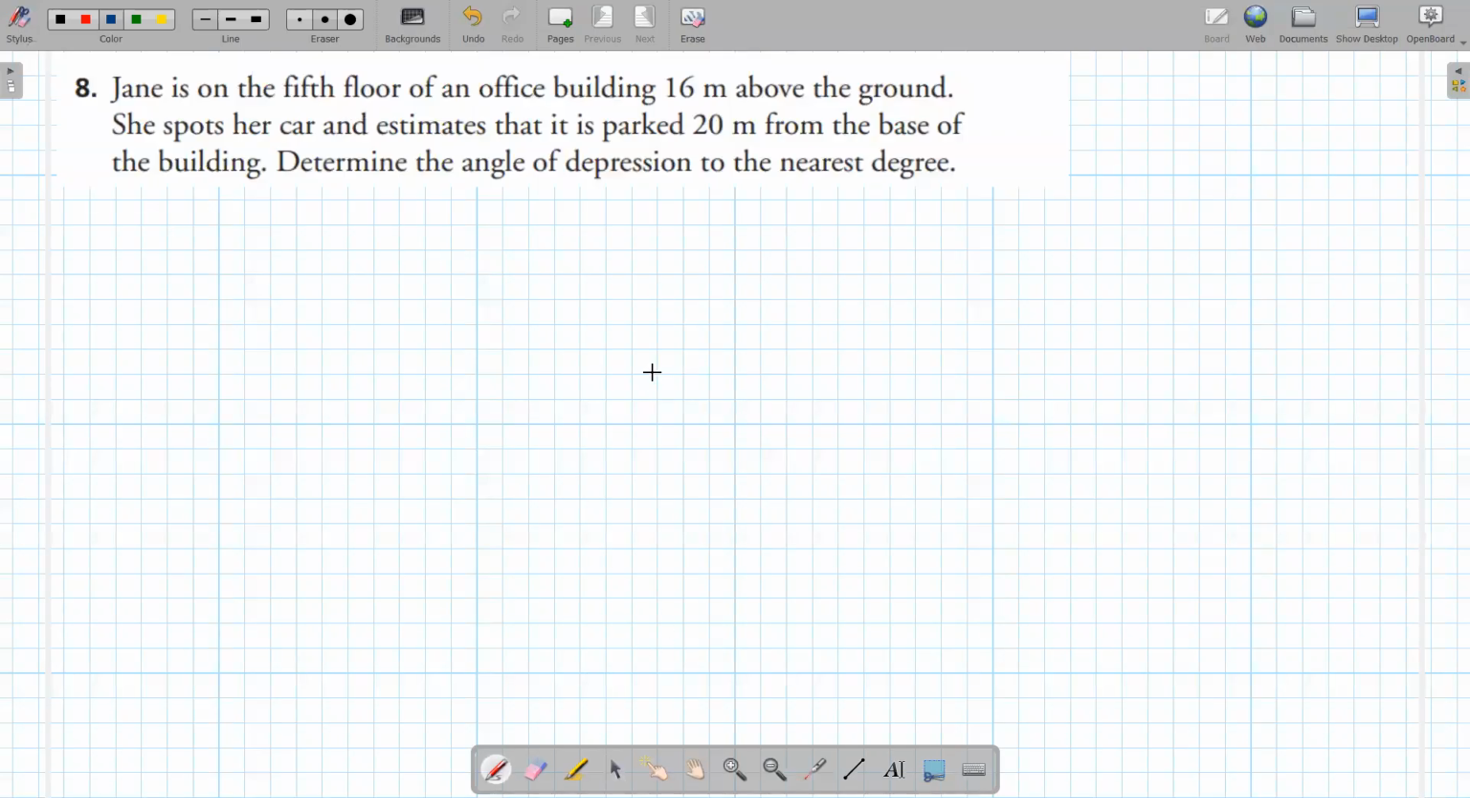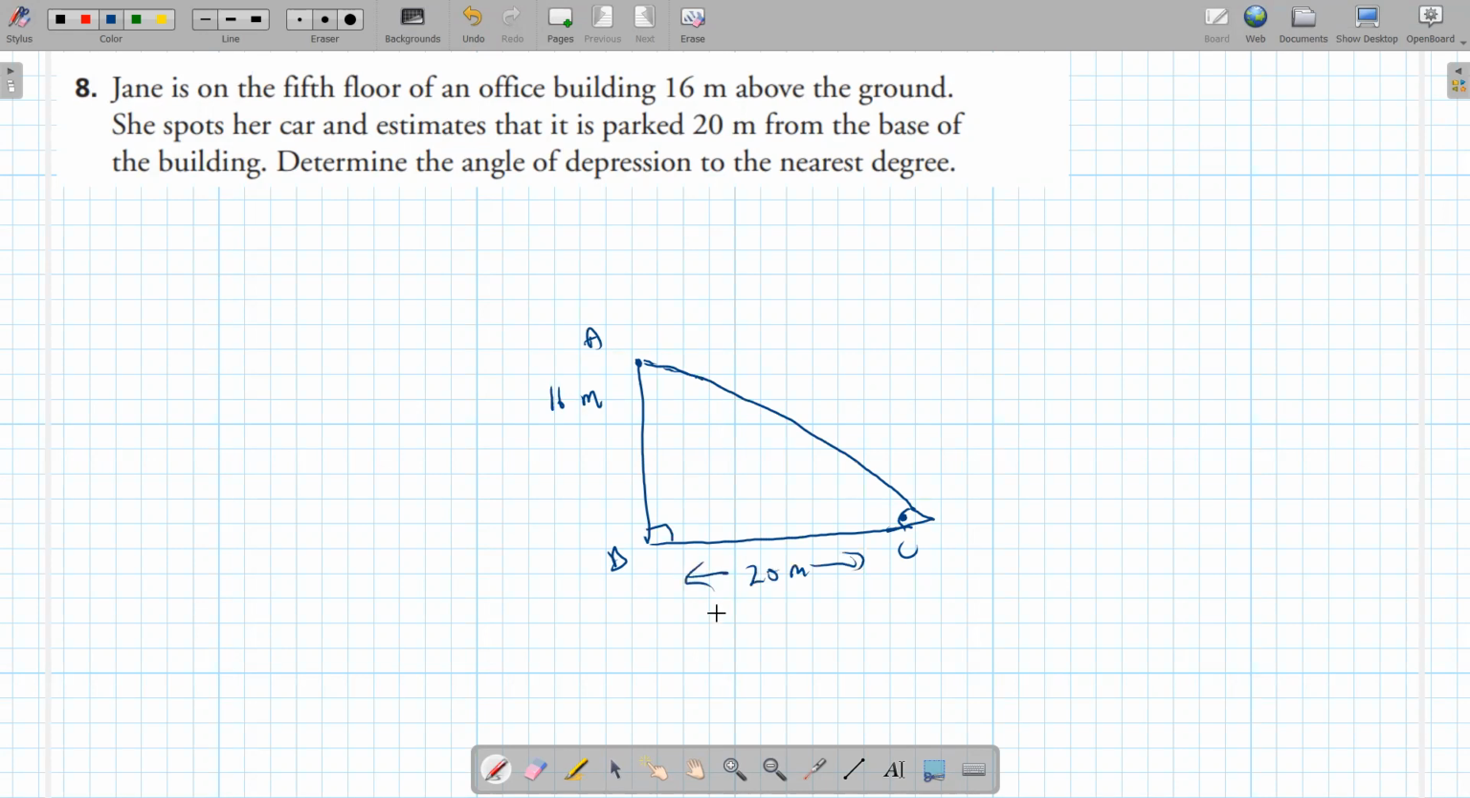Let's look at this one. Jane is on the 5th floor. So let's say this is the building. She's right there. And this is 16 meters from the ground. She spots her car and estimates that it's parked 20 meters from the base of the building. So let's say this is her car. We can call this point A. And which side is 20, BC or AC? BC. Yes, BC is 20. And what's the question asking you? Determine the angle of depression to the nearest degree. Now, where is the angle of depression?